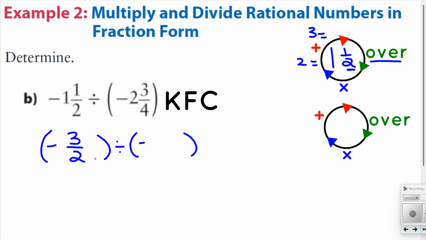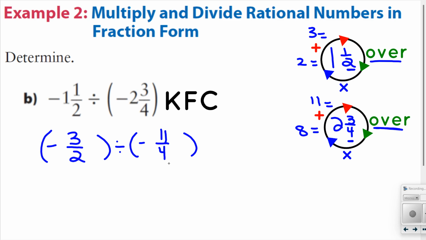I'm going to divide that by -2 3/4. So the negative stays there. I'm just going to change 2 3/4. So starting with my denominator, I do 4 times 2 equals 8. And then add that to the numerator. So 8 plus 3 equals 11. And place 11 over 4.